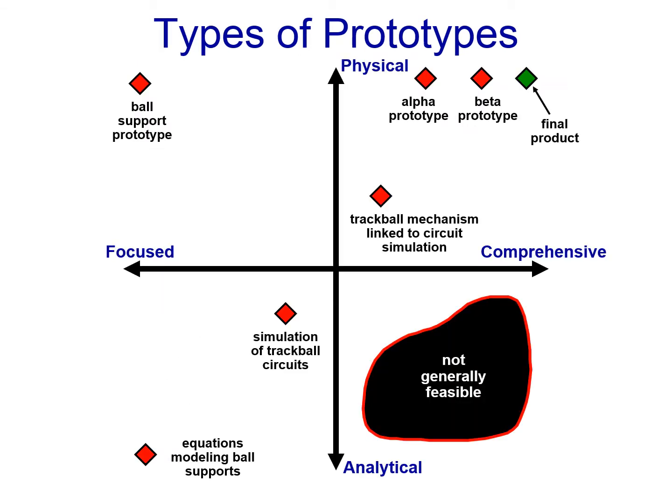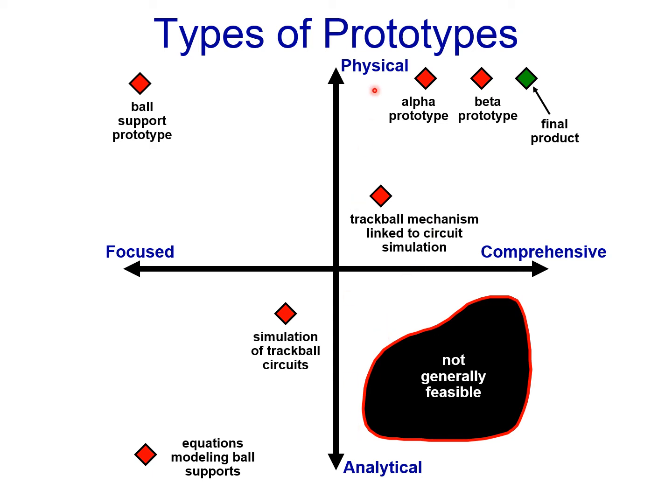We can also view prototypes along two dimensions: scope and type. With scope, on the one hand, they can be focused or comprehensive. Focused prototypes implement one or few product attributes or features. Examples would be looks-like and works-like prototypes. Comprehensive prototypes, on the other hand, are generally alpha or beta prototypes, and they are usually full scale and fully functional.